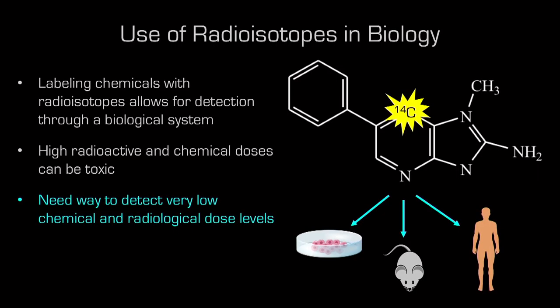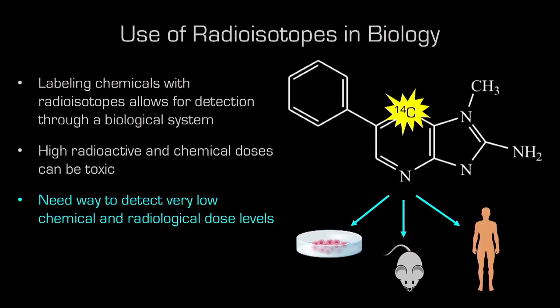So how can we detect these low levels? One way is to use radioisotopes. What radioisotopes are, they're radioactive atoms that we can attach to chemicals that we want to trace through biological systems. So we synthesize our chemical with the radioactive atom on it. And here I'm showing carbon-14, which is the radioactive form of carbon. And carbon is the atom of choice, especially for biological studies, because carbon is everywhere. Everyone's made up of carbon. It's the most abundant atom in our universe.